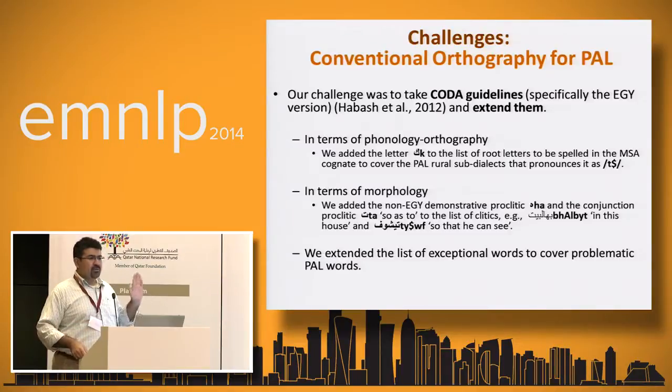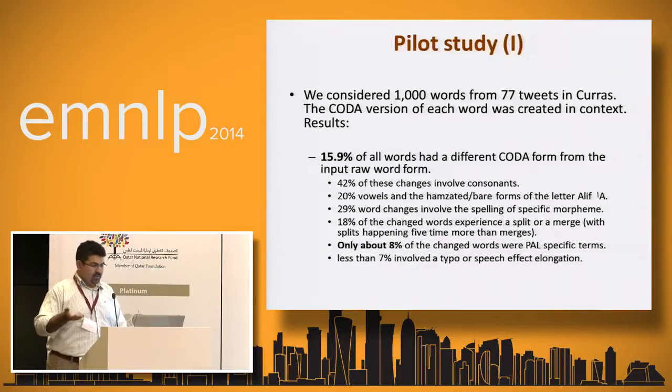Some additional clitics that did not exist in Egyptian, like bha, that's in bhal bayt or ahal bayt, that doesn't exist, and things like tayshuf, which is hatta yishuf, for example. Those would also be added. And then, of course, there's the list of the exceptional classes.